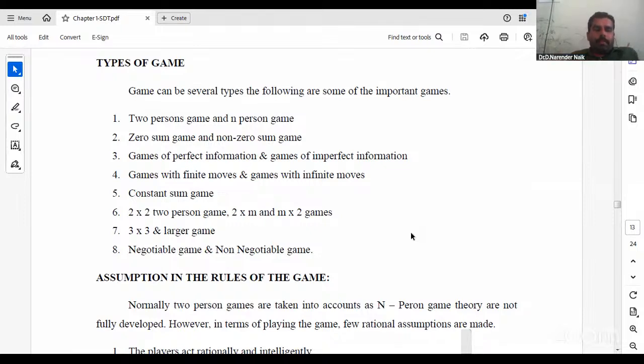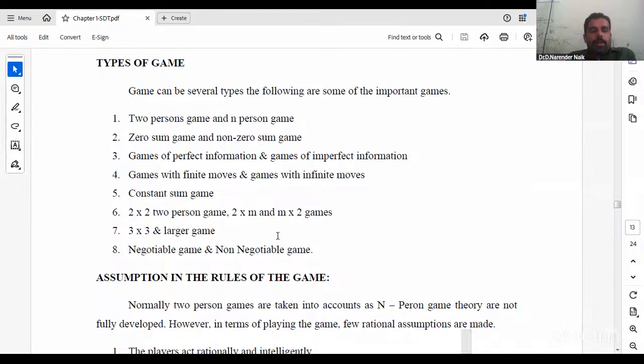Okay. Then next, games with finite moves and games with infinite moves. Then constant sum game. Then 2 into 2 person game, 2 into m and m into 2 games, 3 into 3 and larger game. Negotiable game and non-negotiable game.